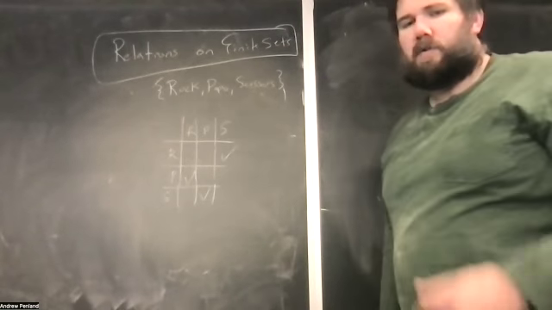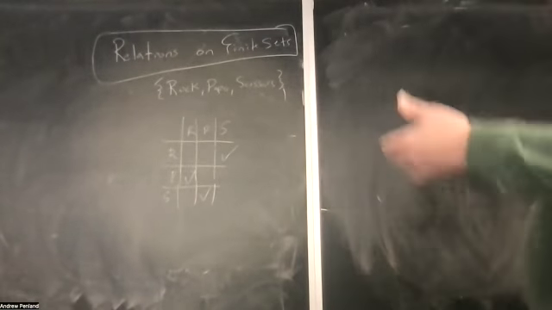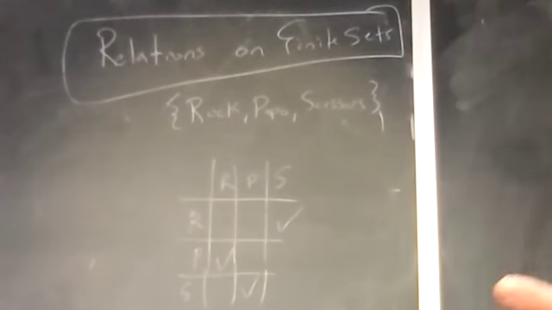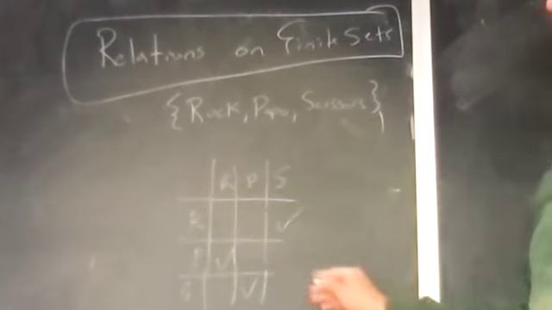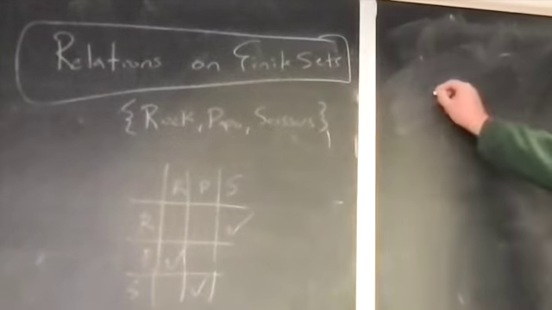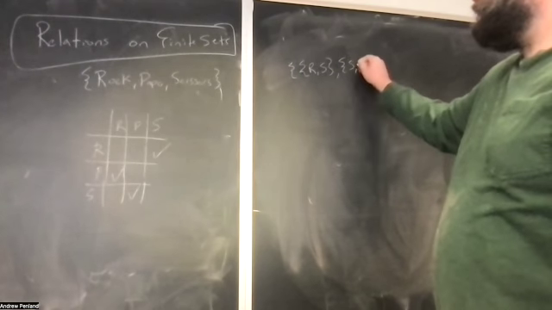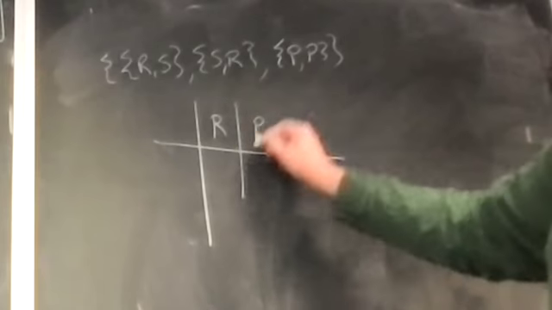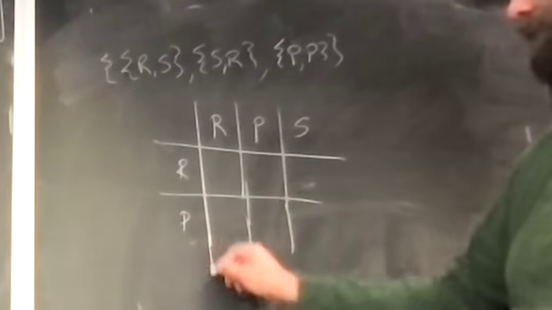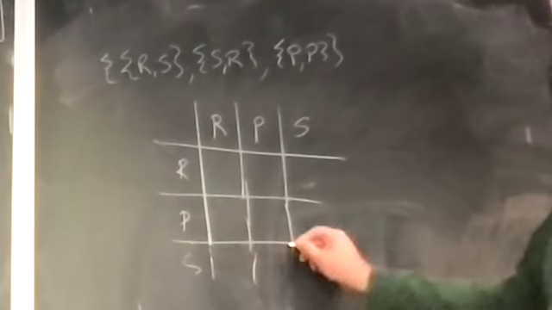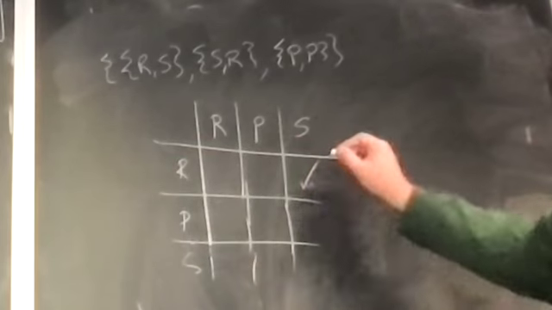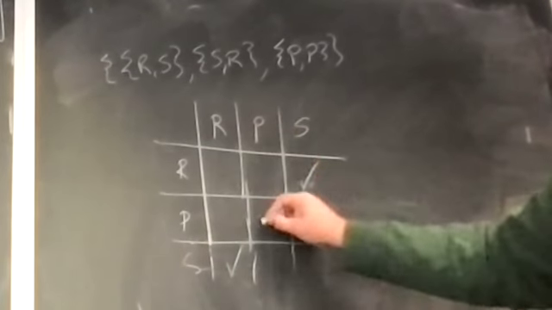How could you tell if this relation was symmetric? If the relation is symmetric, it will be symmetric about the diagonal. So if I look at the set rock, paper, scissors, and I have the relation rock, scissors; scissors, rock; and paper, paper.